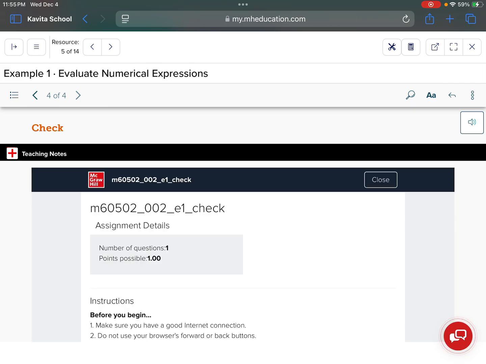Oh, that would be the check problem. Pause the video here, guys. Do the check problem on your own, and I'll share the solution. The solution to the check problem here is 24.